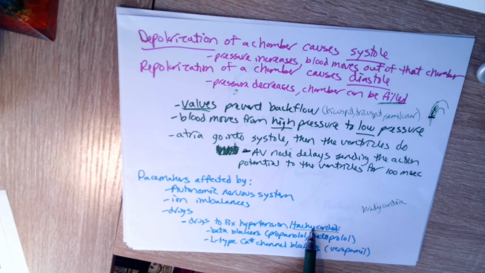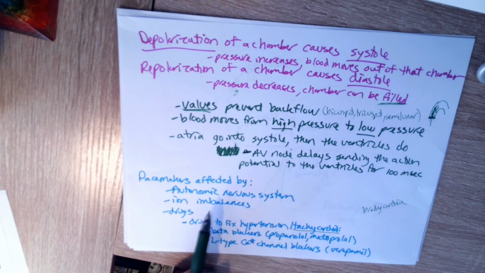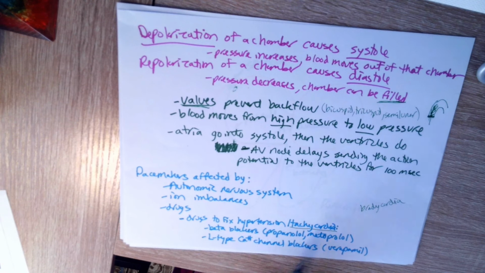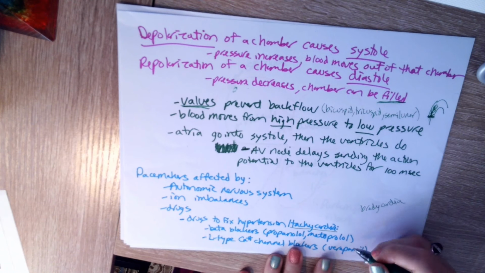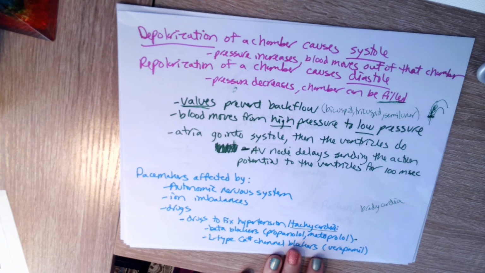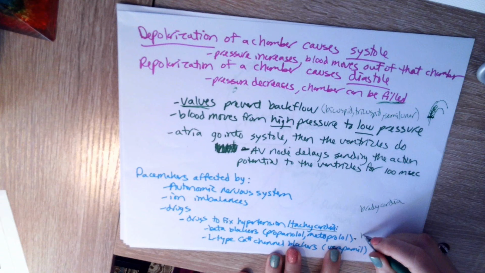Tachycardia can be caused by all kinds of things. It could be caused by being hypernatremic, hyperkalemic, hypocalcemic, like we just mentioned. It can be caused by drugs, caffeine, nicotine, any sort of stimulatory drug. And it causes high blood pressure. So drugs to fix that, beta blockers, they block the beta-1 adrenergic receptors.